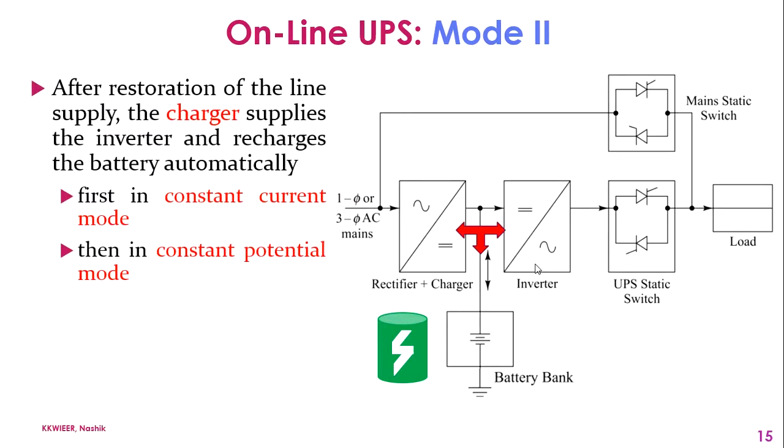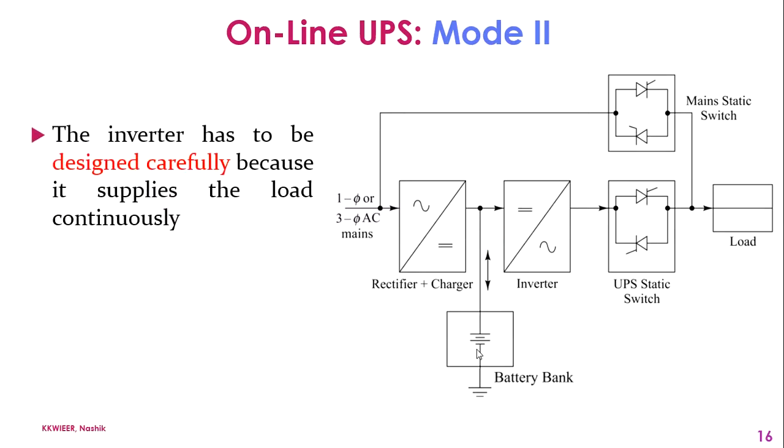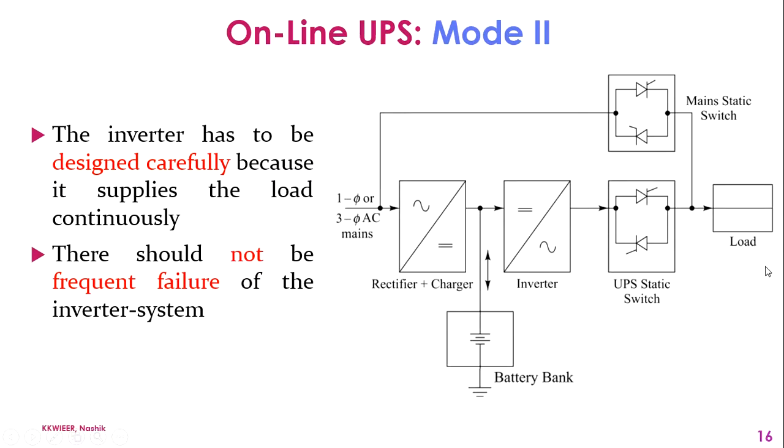After restoration of the line supply, the charger supplies the inverter and recharges the battery bank automatically, first in constant current mode, then in constant potential mode. The various rates of battery recharge may be set depending upon the application. So this is about the second mode, that is mode 2 of the online UPS system. The inverter has to be designed carefully because it supplies the load continuously. There should not be frequent failure of the inverter system.